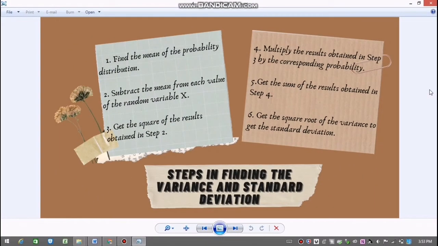So here are the steps in finding the variance and standard deviation. For the first step, find the mean of the probability distribution. For the second step, subtract the mean from each value of the random variable x. For the third step, get the square of the results obtained in step 2. For the fourth step, multiply the results obtained in step 3 by the corresponding probability. For step 5, get the sum of the results obtained in step 4. And for the last step, get the square root of the variance to get the standard deviation.